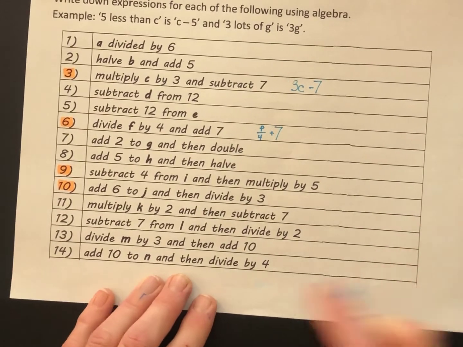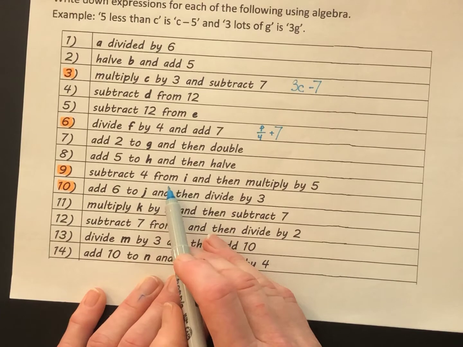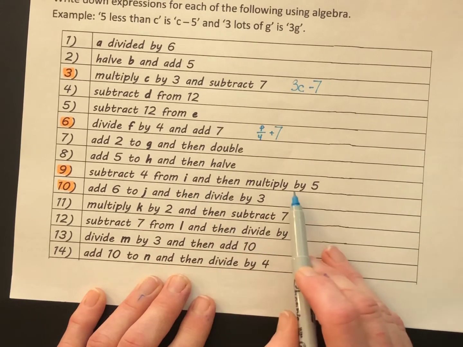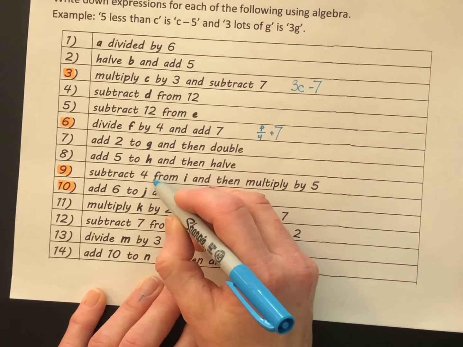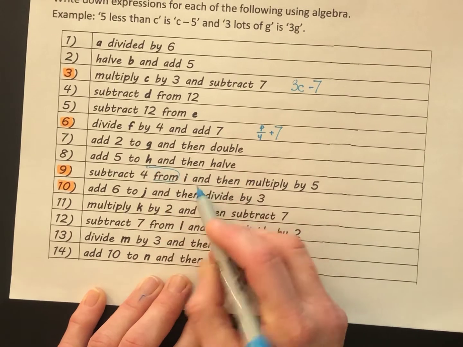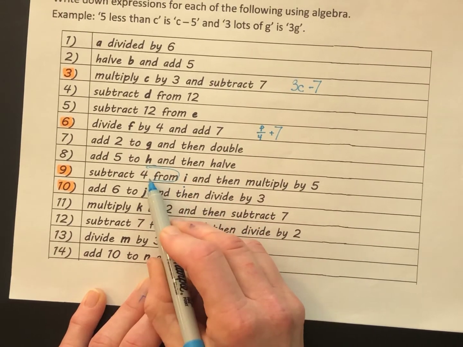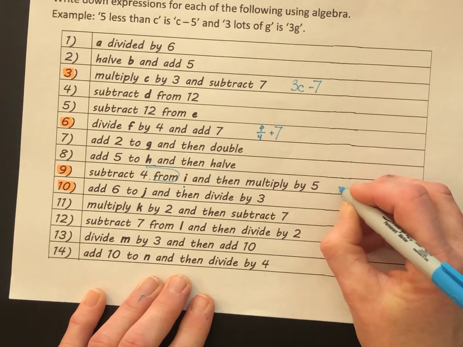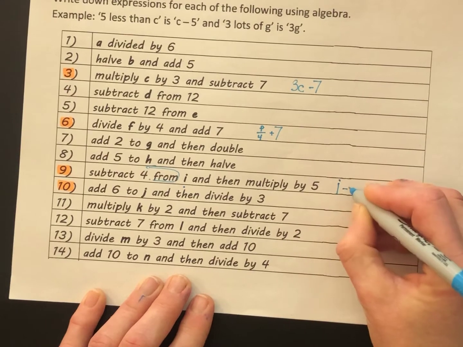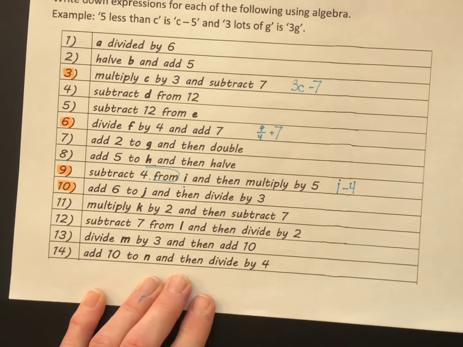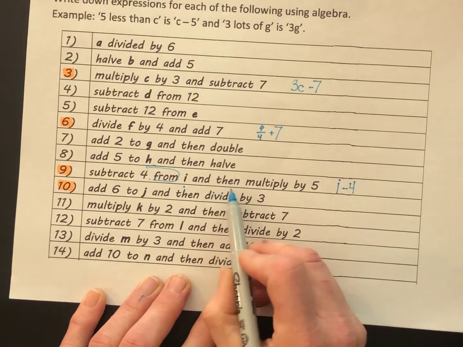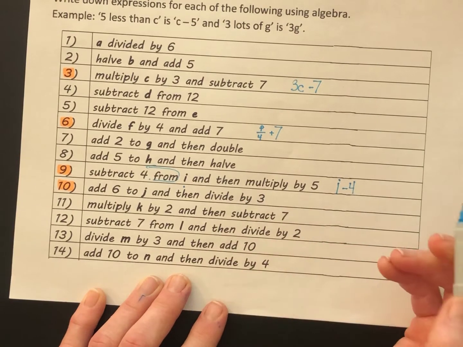Number 9, subtract 4 from I and then multiply by 5. So I'm taking it from I. So it's switching the order because I'm starting with I and then I'm subtracting 4. So when I subtract 4 from I, it looks like that. And then multiply by 5.